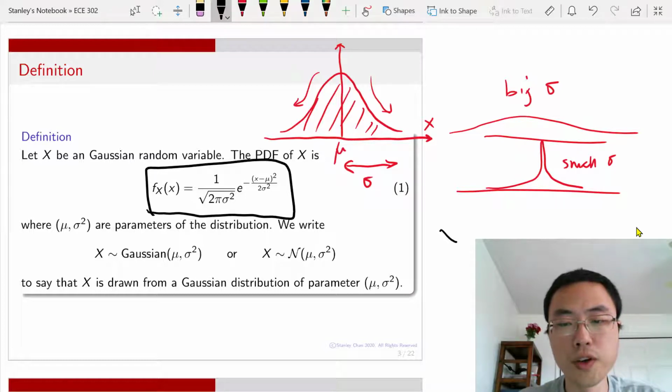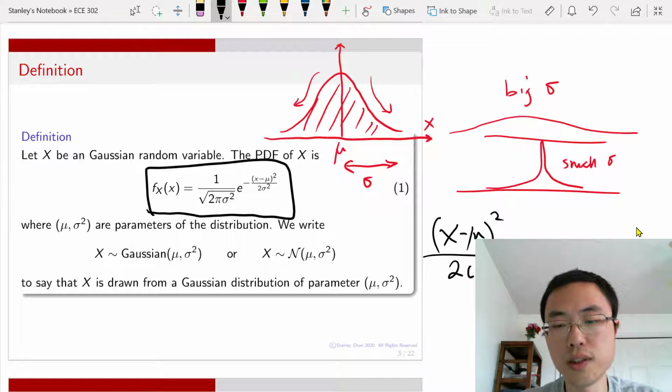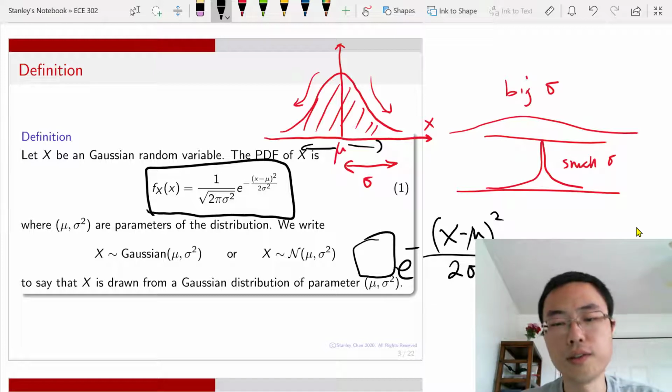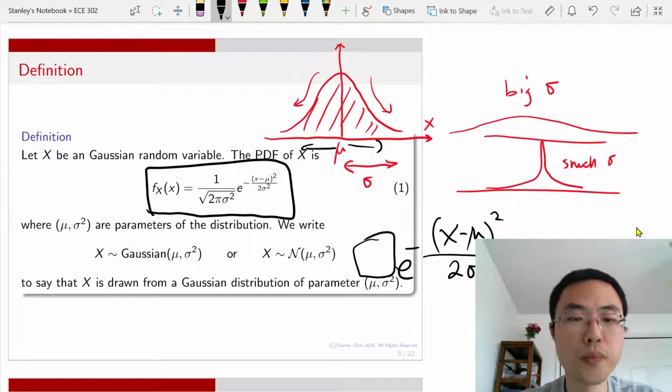You have (x − mu) all squared, and then the standard deviation is sigma squared, so the variance is sigma squared. You have a square, so you want to divide by 2 sigma squared, and then you have the minus sign in the exponent of e. Then you have some constants, and the next constant is just 1 over root of 2 pi sigma squared.